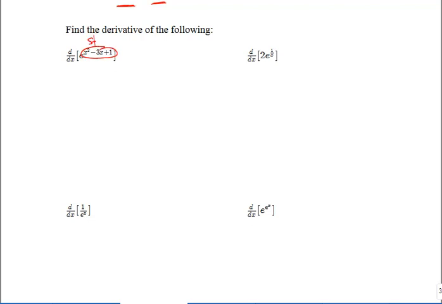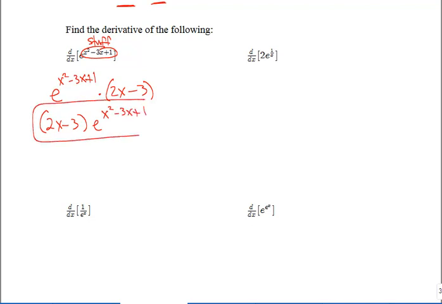All of this is my stuff. So the derivative will always be e to the stuff right back again. You're basically just recopying the original problem. But then we're going to multiply that by the derivative of all that stuff. And the derivative of x squared would be 2x, and the derivative of minus 3x plus 1 would just be minus 3. I'm going to wrap that in parentheses, or you can take that 2x minus 3 in parentheses and put it out front. Either way is correct. So there's my derivative.